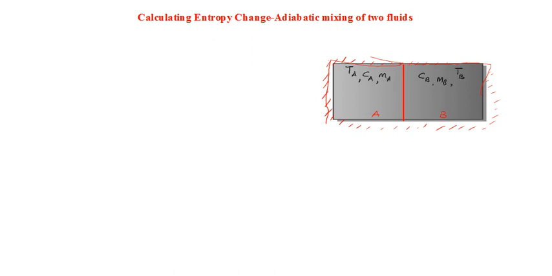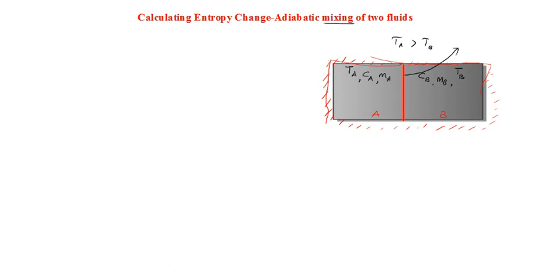And further, let me assume that Ta is greater than Tb. Now let's assume that we are discussing adiabatic mixing. If you remove this partition, what will happen? Automatically the two liquids will get mixed up.